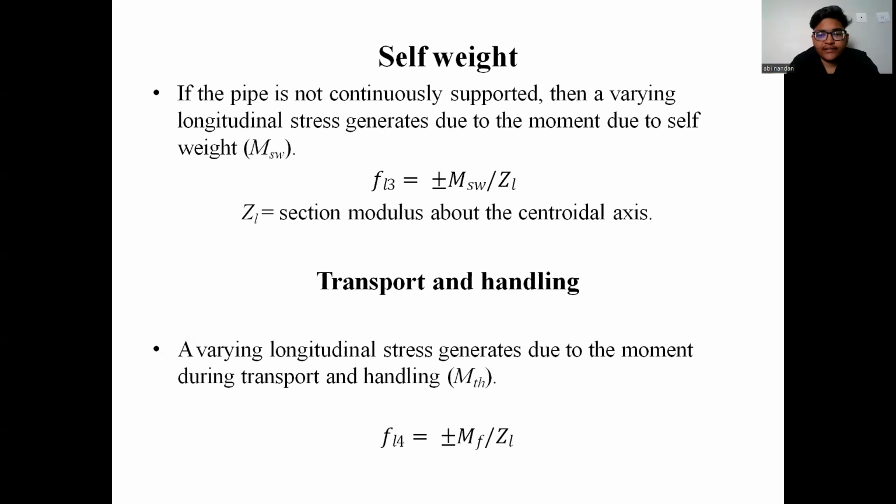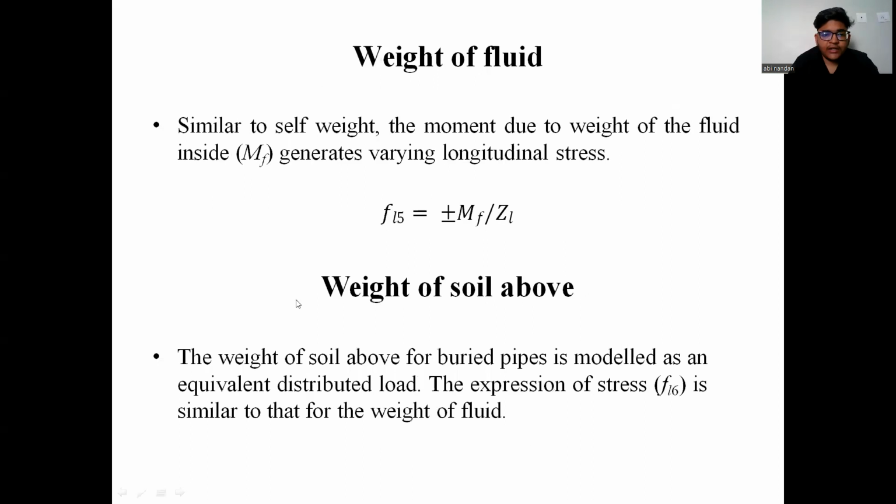Next, transport and handling. This applies when we transport the cylindrical concrete pipe from one place to another. A varying longitudinal stress is generated due to the movement of transport. We can find many stresses generated during movement, so we consider plus or minus M by Z. Next, the weight of fluid. After transferring, the pipe is in action and we get the weight of fluid. Similar to self-weight, the weight of fluid inside generates varying longitudinal stress, which we consider as plus or minus.